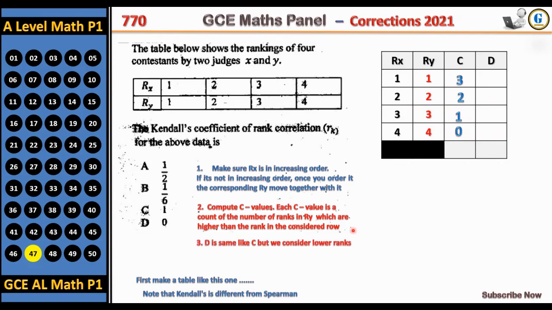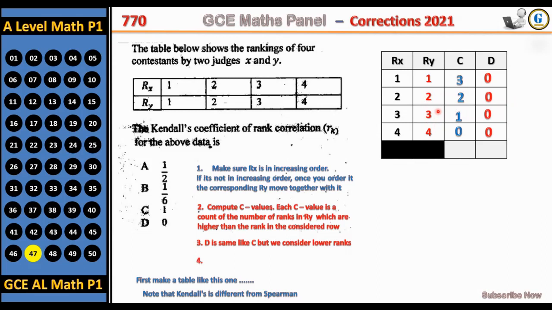The next thing now is to compute the values of D. To compute the value of D, we do the same as we did in C, but we now consider the values that are lower. The same for the same Ry. So I'll come now to D. This first one is 1. How many values are lower than 1 along this column? There is no value. Along this column, how many Ry values are lower than 2? There is none. Along this column, how many Ry values are lower than 3? There is none. And along here, there is none.